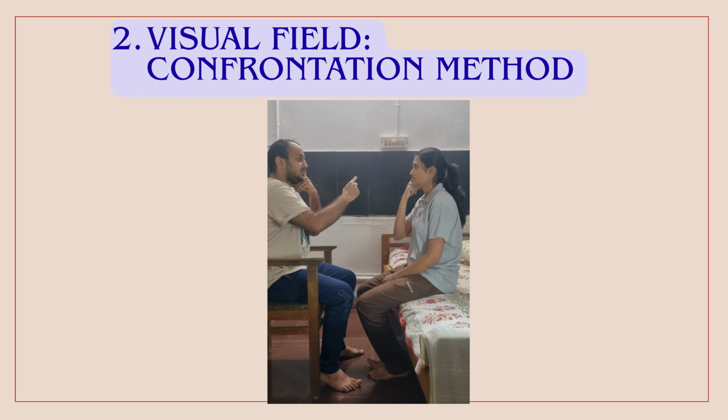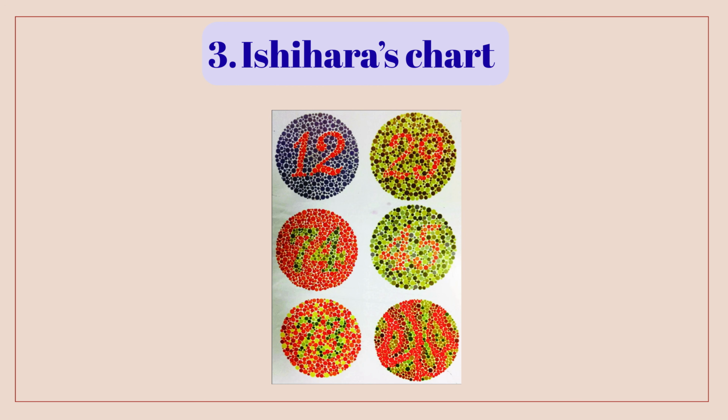Next, we assess visual field. One simple bedside method is confrontation testing. The examiner and patient sit facing each other and the patient's visual field is compared with the examiner's. An Ishihara chart can be used to assess color, or in a clinical setting, the patients are asked to recognize the color of sheets, for example blue, green, red.